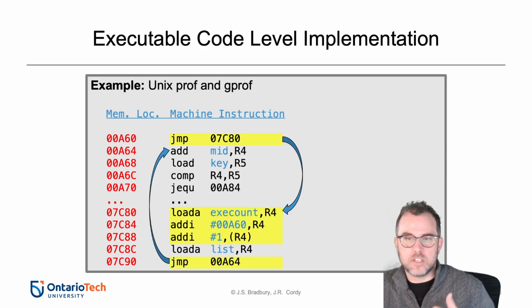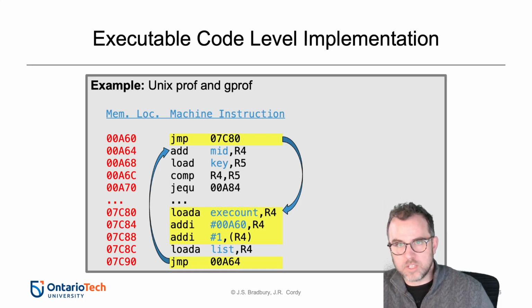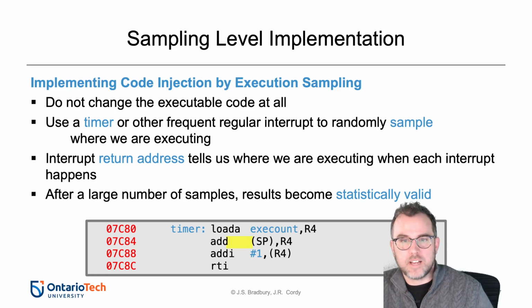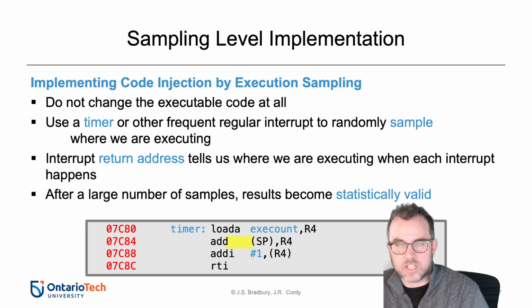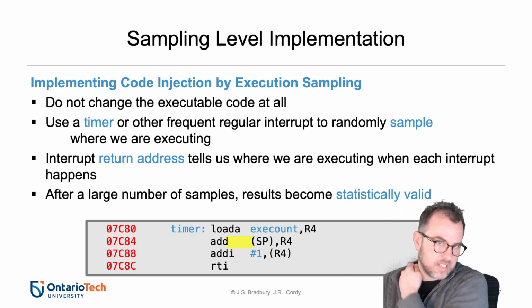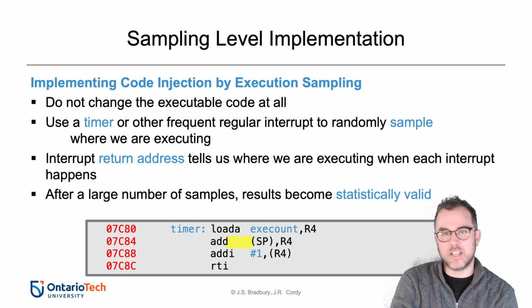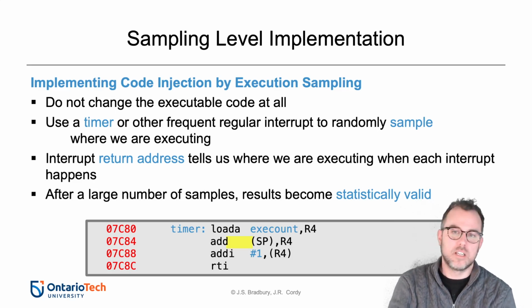Okay, so we've covered source code level code injection and executable code level injection. The last one is sampling. So for sampling, we would have something like this. The idea is that we don't make any changes to the code. Instead, we have a timer that will interrupt the program and randomly sample it. This is done at a low, system level, and the interrupt will return the address to tell us where we are executing. That could be the simplest thing, okay? So basically, if we do enough samples, we can see if the tests we're running actually execute every instruction.